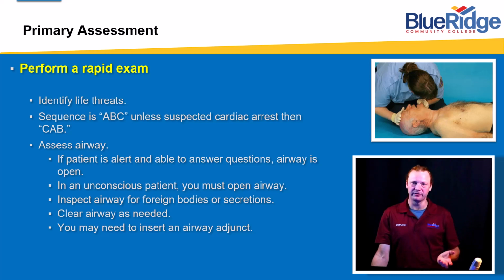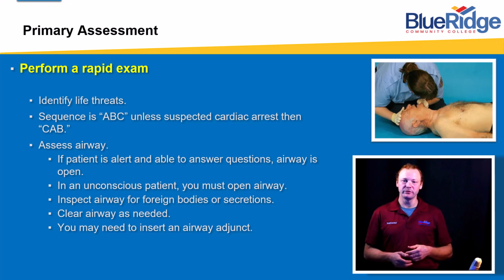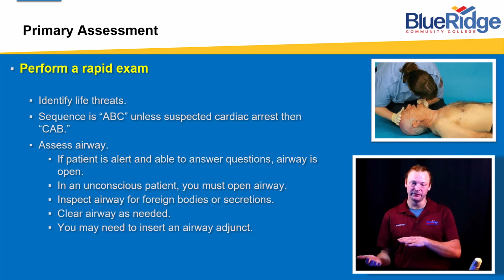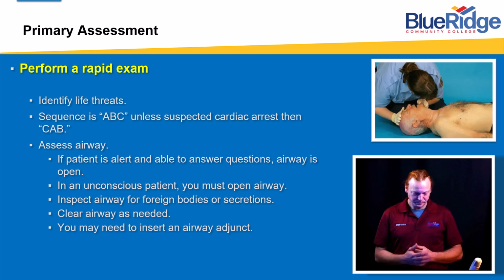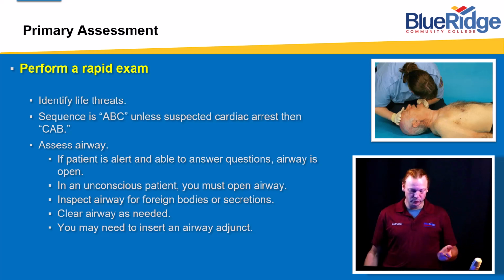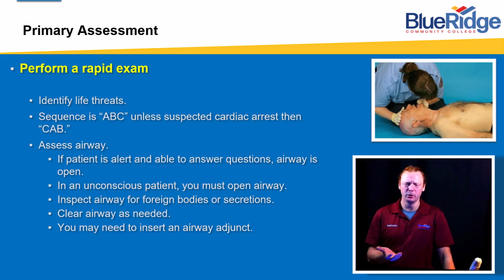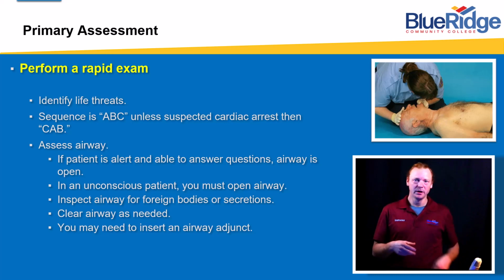And then we're going to inspect the airway for foreign bodies. Remember, we don't stick our fingers inside an unresponsive person's mouth. It's a good way to lose a digit or two. We want to look for secretions as well. If the airway is full of emesis or other secretions, we'll need to put the patient into the recovery position or suction the airway. And then, of course, if you have a hard time keeping the airway open, we may have to insert an oral adjunct, such as an NPA or an OPA.